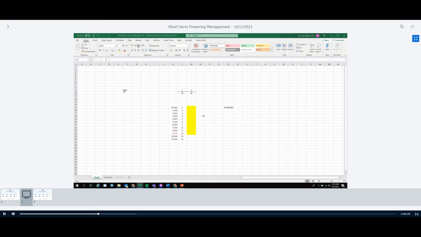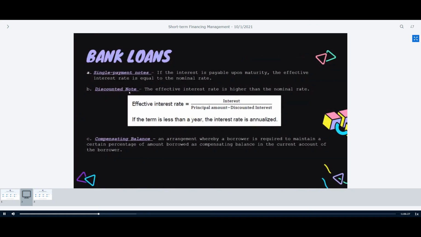Ano nga yung compensating balance? So it is an arrangement whereby a borrower is required to maintain a certain percentage of amount borrowed as compensating balance in the current account of the borrower. Question, class. Who owns this compensating balance? Is it Piolo or BDO?